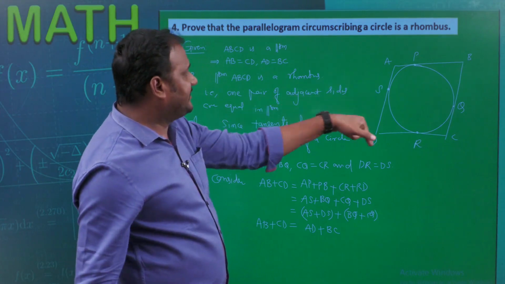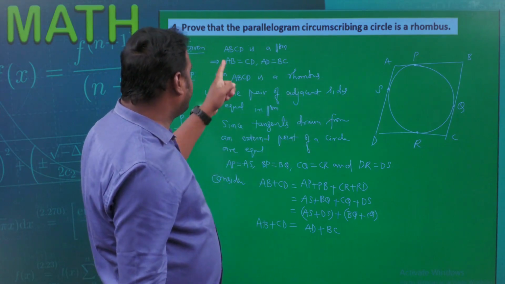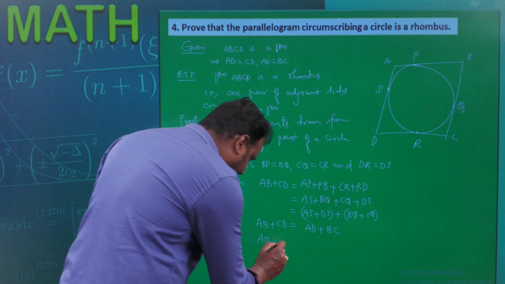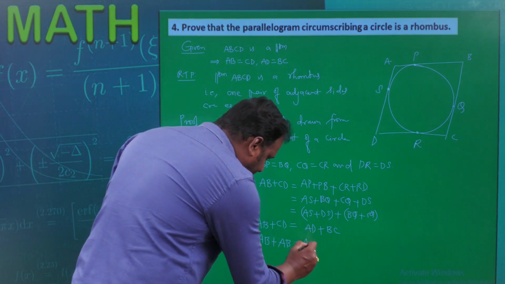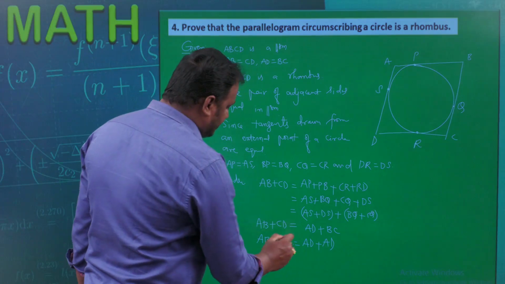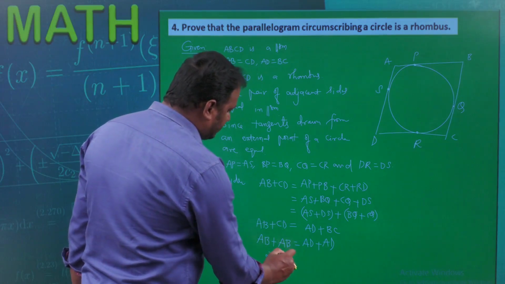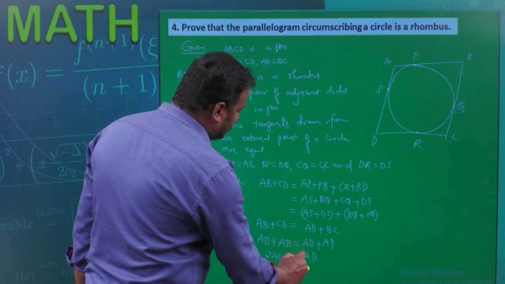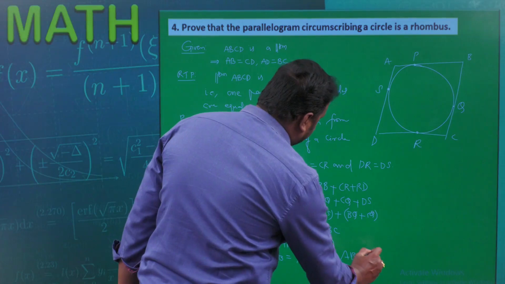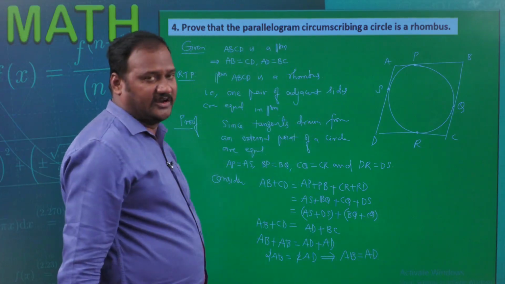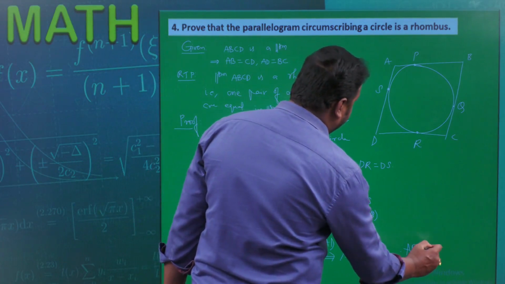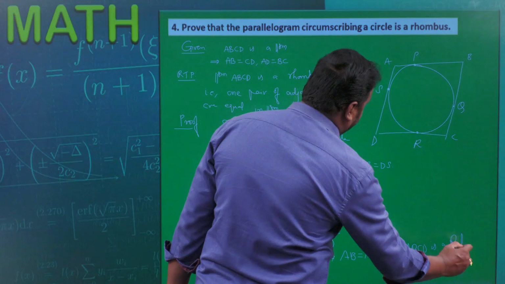But since ABCD is a parallelogram, I know AB is equal to CD. So instead of CD, can I write AB? So AB plus AB is equal to AD plus, instead of BC, can I write AD again? So AB plus AB is 2AB, equal to AD plus AD, which is 2AD. So 2 gets cancelled. Finally, AB is equal to AD. It means one pair of adjacent sides are equal. Since one pair of adjacent sides are equal, therefore ABCD is a rhombus.